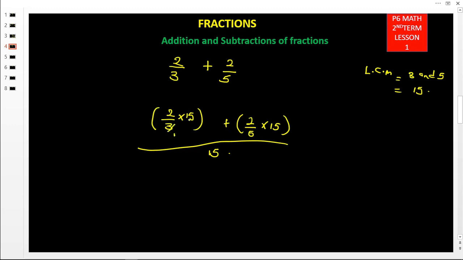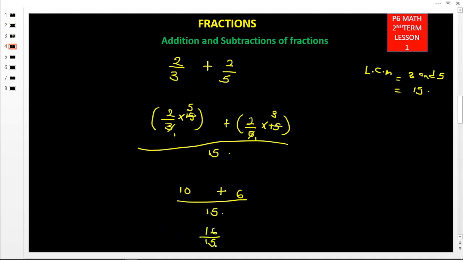Then here we are now going to divide. How many 3s are in 15? There are going to be 5. Then how many 5s are in 15? We have 3 5s. Then 2 times 5 here, we get a 10. Then plus 2 times 3, we get a 6 out of what we call 15. Then we are going to add 10 plus 6, we are getting 16 out of 15.